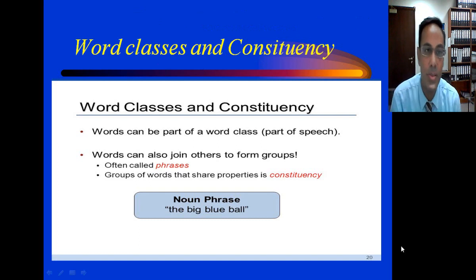Word classes and constituency. Words can be part of a word class, a part of speech. Words can also join others to form groups, often called phrases. For example, a noun phrase: the big blue ball. It is a noun phrase. They constitute a unit. This is called a constituent.